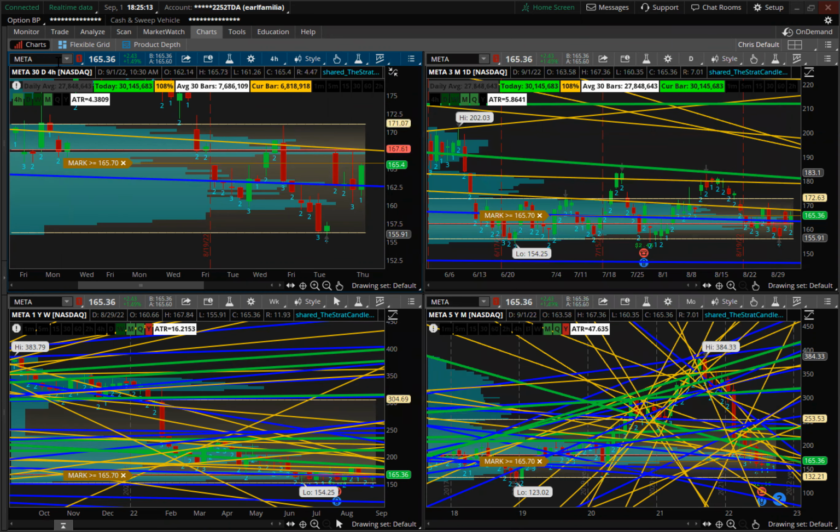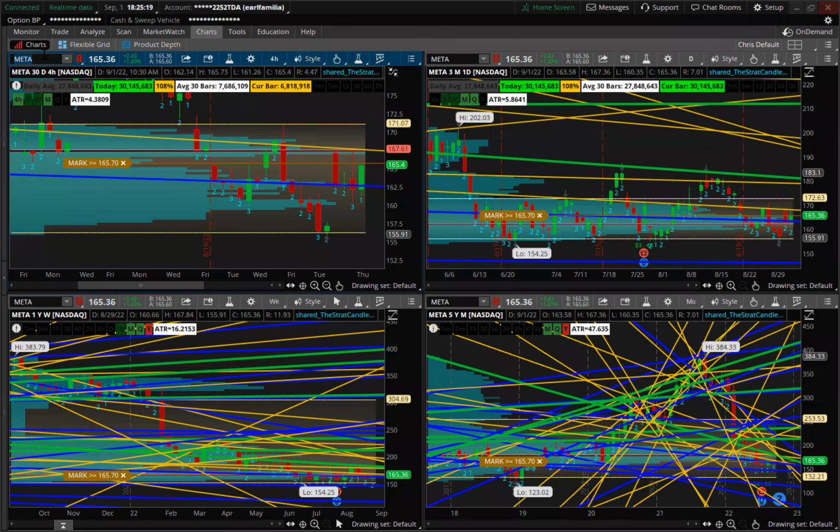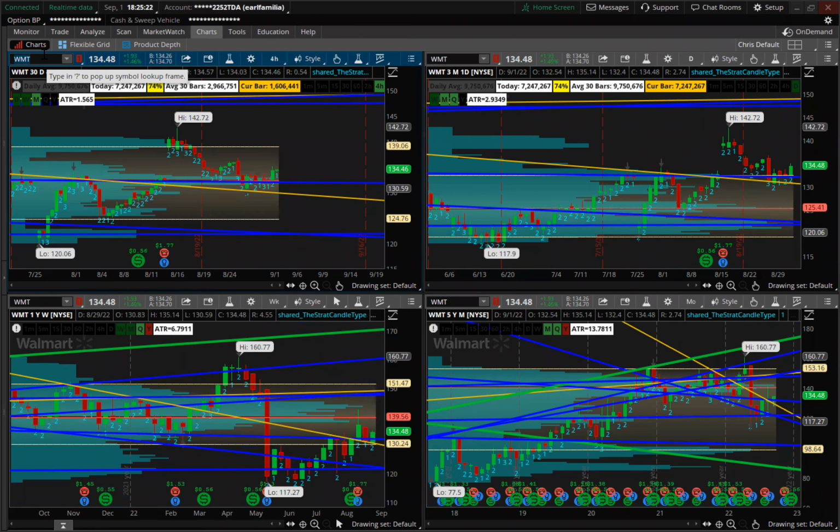Meta. All right, let's keep it going. Got Walmart and Kroger. Staples was another sector that was reversing pretty well today, I saw.